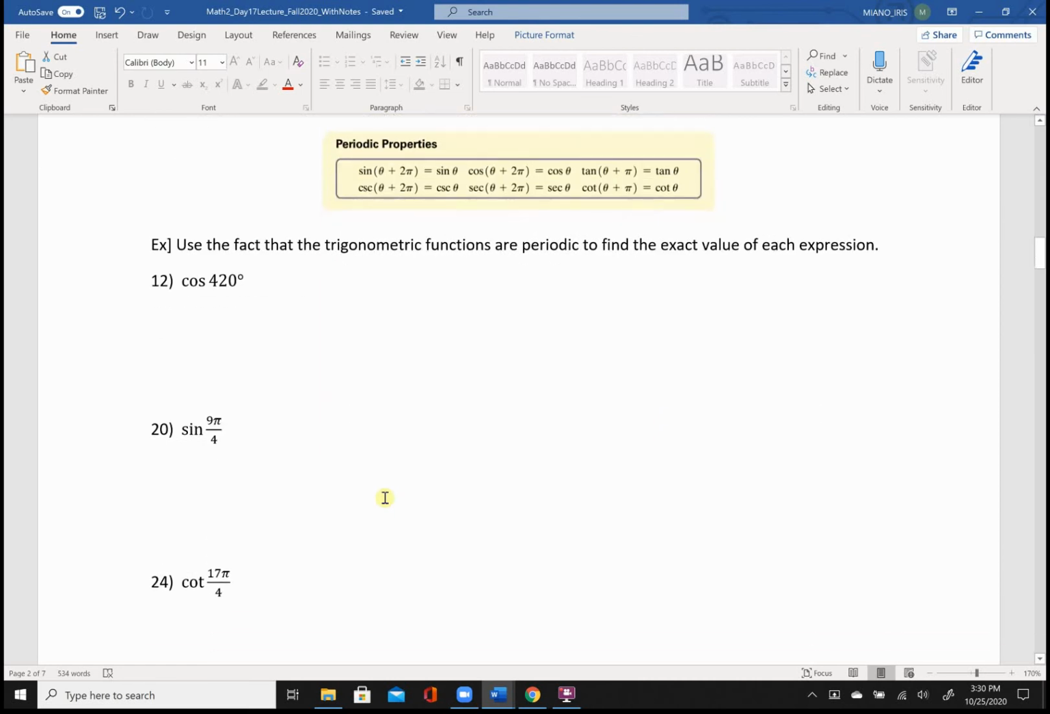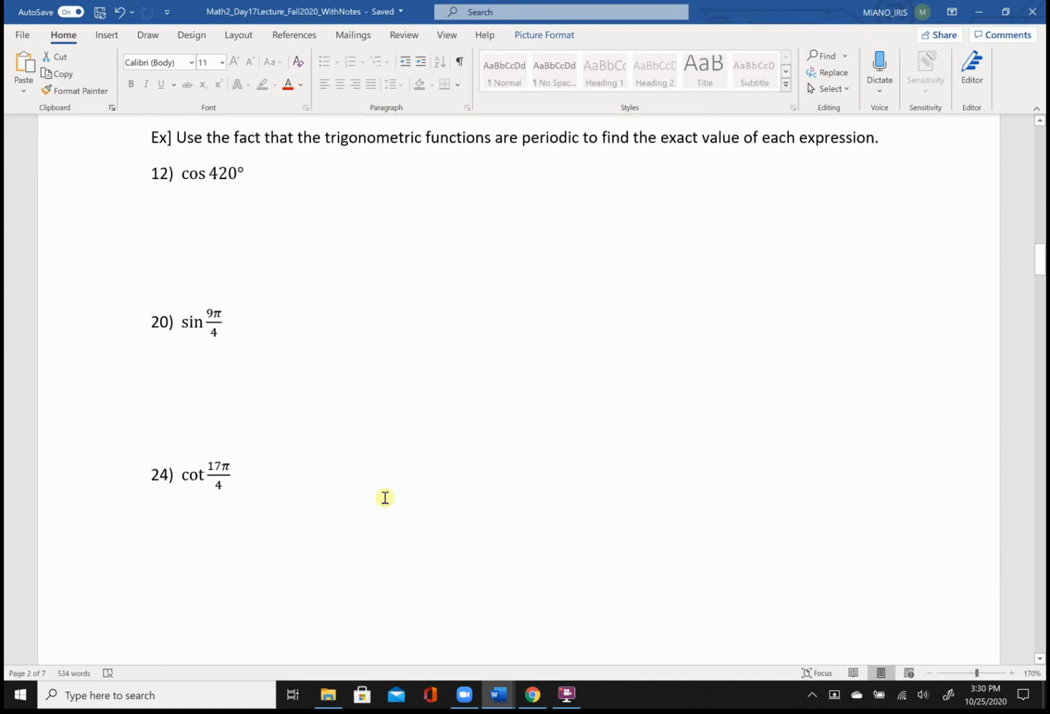For now, we just want to practice using the fact that we know that these trigonometric functions are periodic and that we know what their period is. We want to practice using that fact in order to find the exact values of, let's go for these three examples here. Starting with the cosine of 420 degrees. Yes, and we'll be going back and forth between degrees and radians for our angle measure. We're going to have examples of both for every type of example here, okay?